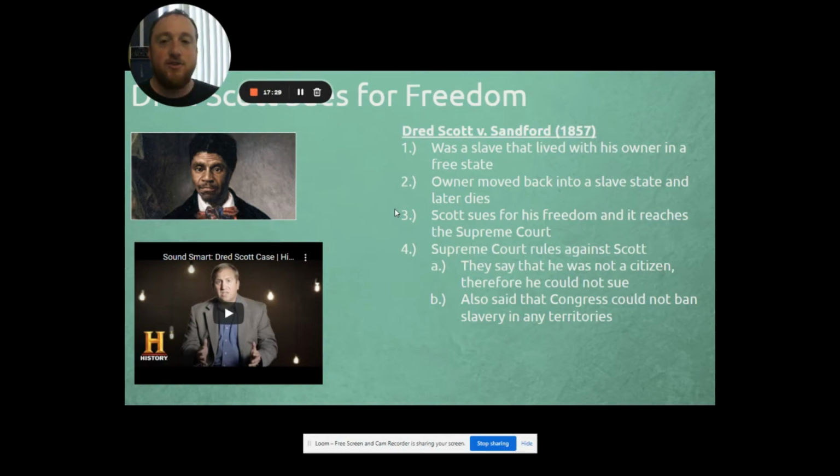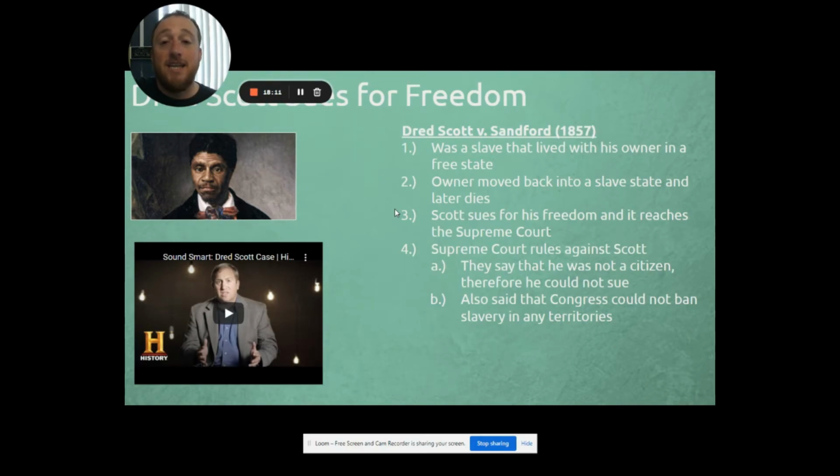So they say that Dred Scott cannot sue because he did not have rights as a citizen. He was still considered property at this time. So he did not have the rights that we have in the Constitution. And so his court case was pretty much like, it doesn't matter because you don't have that chance to do those things. The other thing that comes out of this case, one thing is that they're saying that African Americans do not have the right to sue because they're not a citizen. So that's one thing. The other big thing is that Congress could not ban slavery in any territories.